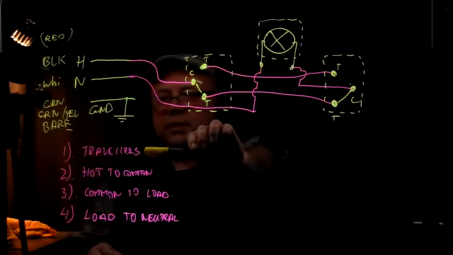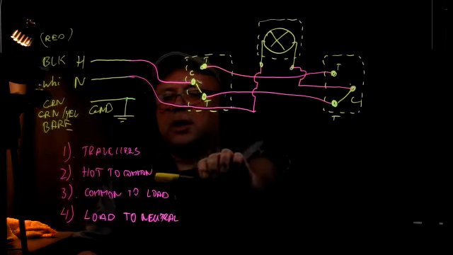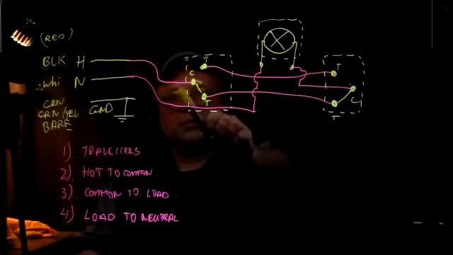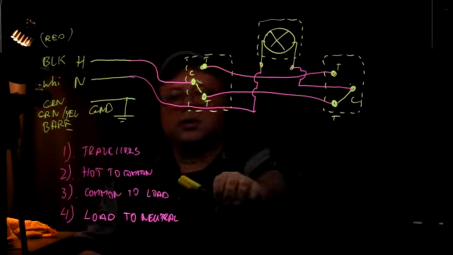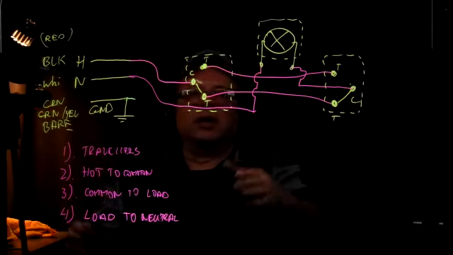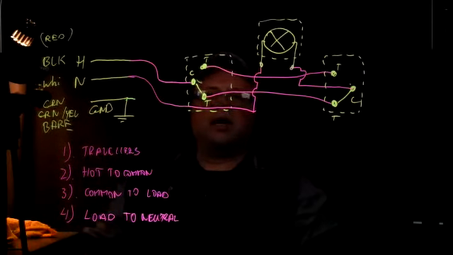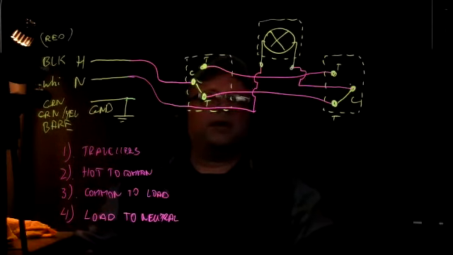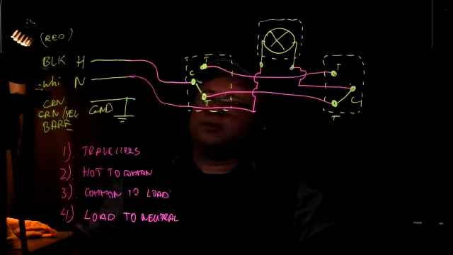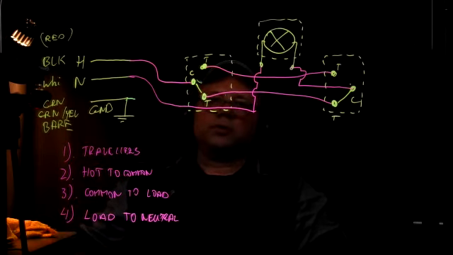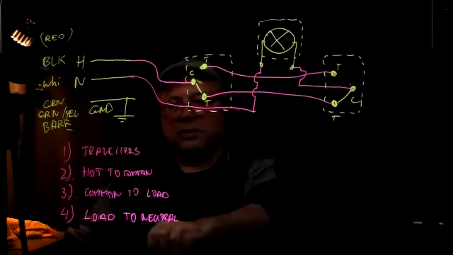So connect the travelers, hot to common of one of the switches, then from the other switch, common to load, and then the other side of the load to neutral. Any combination you can have. Now, the only thing is that we are required to provide a neutral connection to every device box when we have a system like that, three-way switch or four-way switch. And of course the bonding terminal.